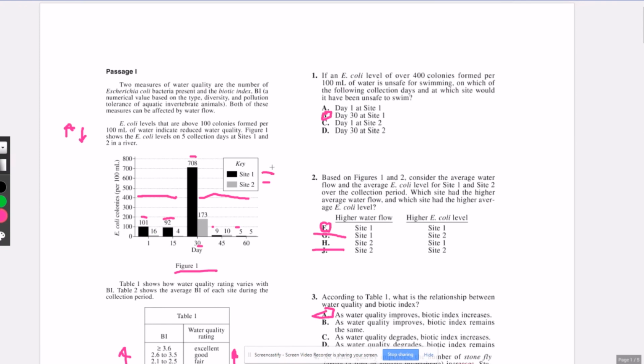And we definitely have more E. coli here at site 1. So let's go with figure 1. So just want to check the labels right below. We know it's figure 1.